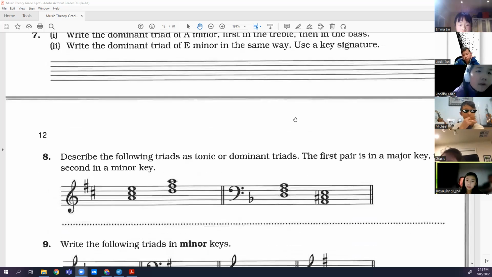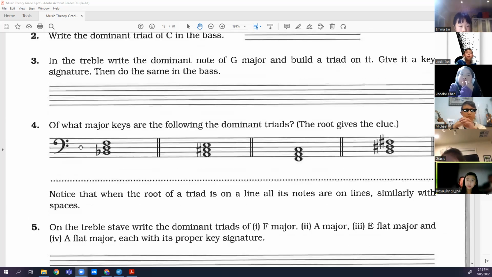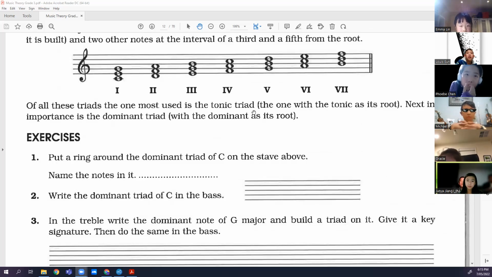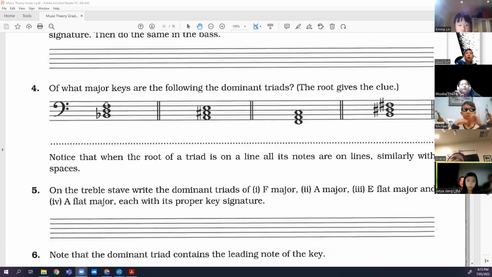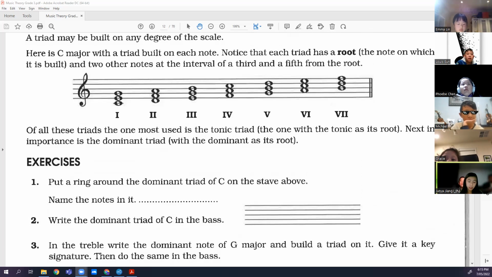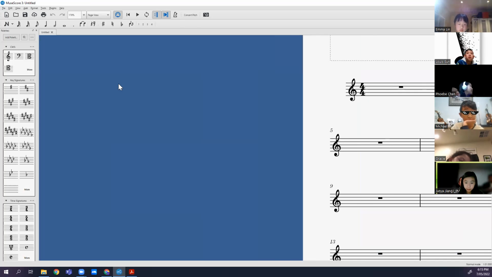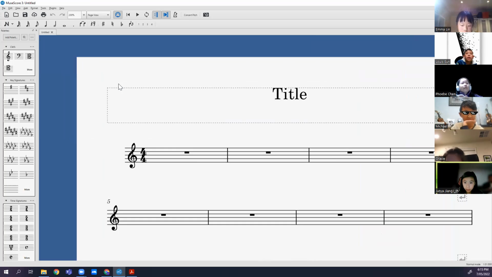So you guys have pretty much nailed this. You know how to identify dominant triads, and I trust you know how to identify tonic triads. Shall we try identifying subdominant triads? Okay, let's try.